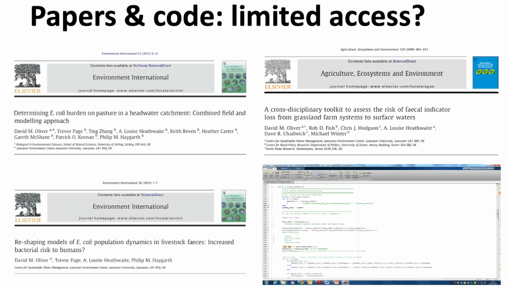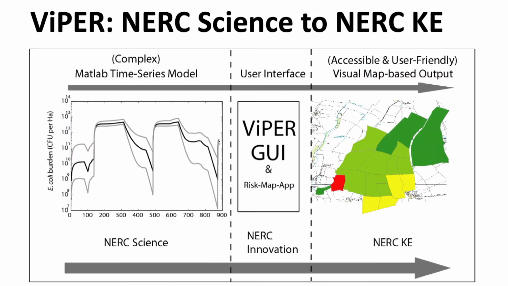So the whole idea of the Viper project was to sort this out, to actually make it much more accessible and to convert it into a usable tool rather than just for it to be locked away in model code and published papers behind a paywall. So the idea then was to take this MATLAB time series model and convert it into something that is much more easy on the eye, something that resembles a manure management plan or a soil erosion risk map. And the idea was that to do that we would have a junction box in the middle, a graphic user interface that basically was Viper.